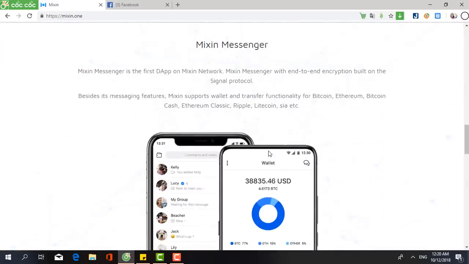As we all know, almost everyone tends to use messengers because they are very convenient, and Mixin Network knows that, so it invented the app Mixin Messenger on smartphones. Mixin Messenger is the first app on Mixin Network, with end-to-end encryption built on the Signal protocol. Besides its messaging feature, Mixin supports wallet and transfer functionality for Bitcoin, Ethereum, Bitcoin Cash, Ethereum Classic, Ripple, Litecoin, and so on.